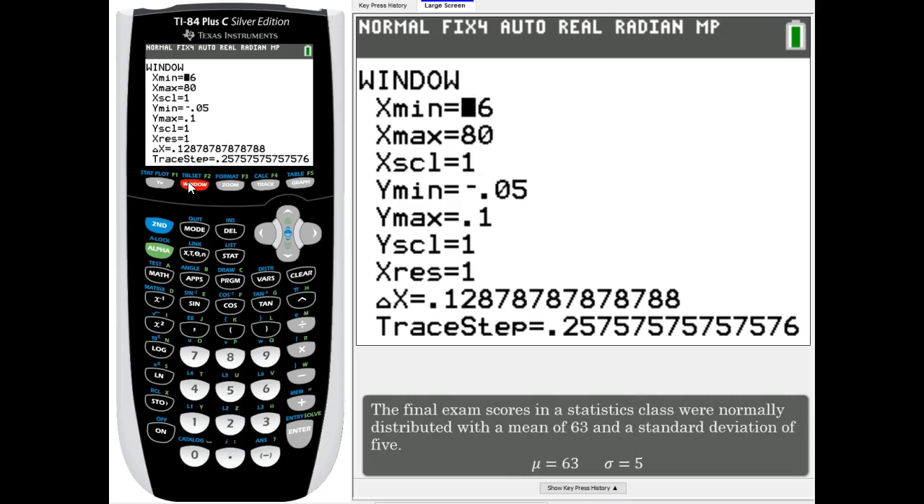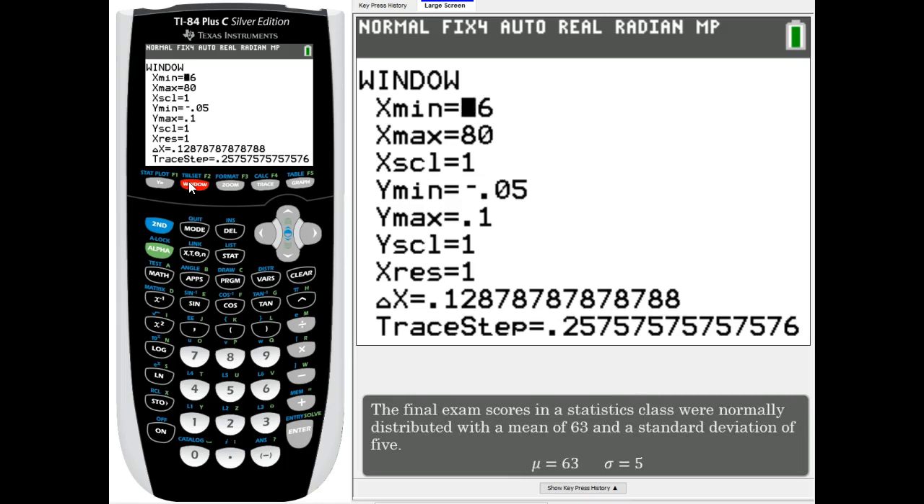The Y min and the Y max, I just figured out by keying in some stuff. I started with a Y min of negative 1 and a max of 1, and then I just finagled it from there to see how it fits on my window the best. And I actually like the setting of negative 0.05 and the Y max of 0.1. I like the way that it sat on the screen, so I left it like that. You could certainly play around with these settings and see what you like better.